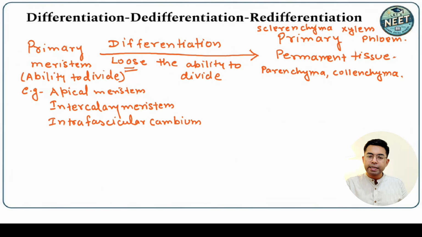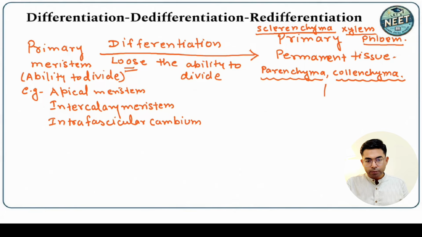Now why have I written sclerenchyma, xylem and phloem separately? Although they are examples of primary permanent tissue, they will not undergo dedifferentiation. Only parenchyma and collenchyma will undergo dedifferentiation. So a question can be asked directly: which of the following will undergo dedifferentiation? Primary permanent tissue undergoes dedifferentiation.